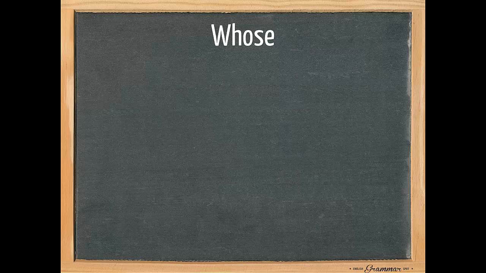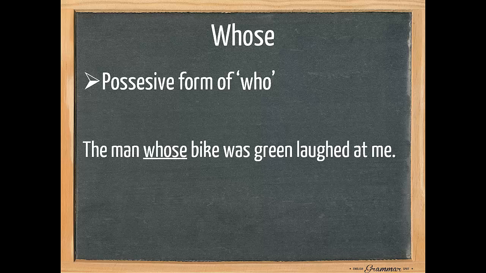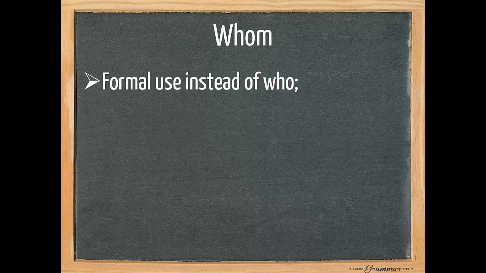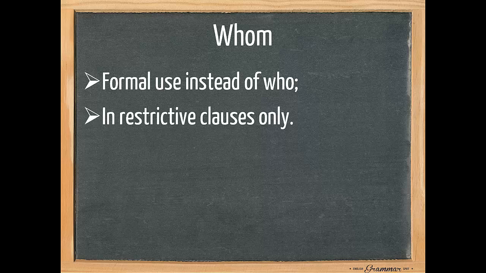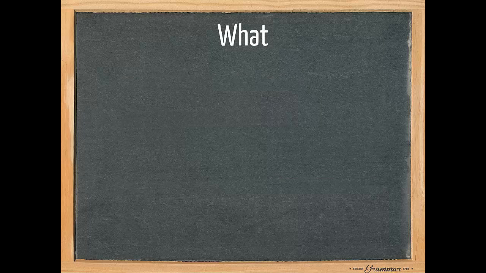We can also use whose. We use whose as a possessive form of who. The man whose bike was green laughed at me. Here we say that the bike belonged to a certain person, the man, so we use whose. Now sometimes we can also use whom, but it's quite informal. And we can only use it in restrictive clauses only. The doctor whom I told you about is friendly.